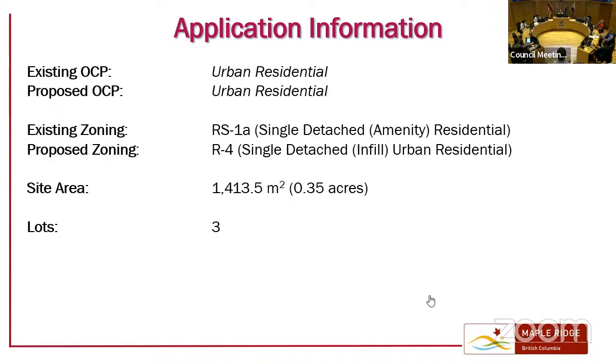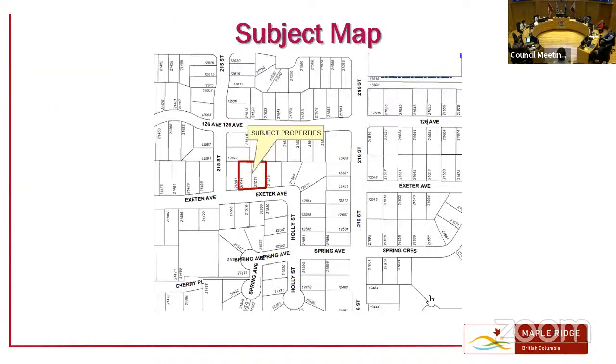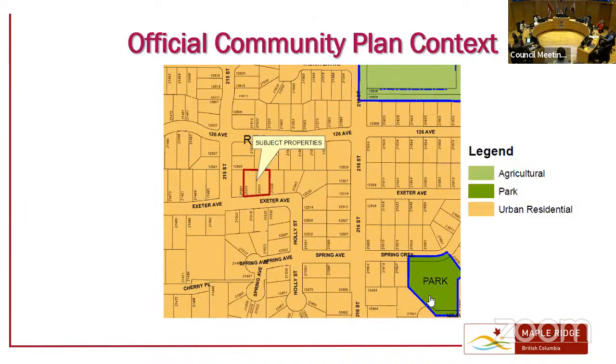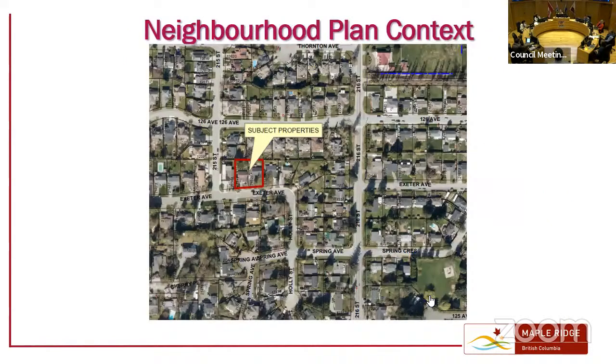urban residential. The site area of the two existing lots is about 0.35 acres, and there are 3 lots proposed to be created from these 2 lots. Here's the subject map showing the lots on Exeter, just off of 215th Street. And the OCP designation showing the whole area around being urban residential. And the ortho photo showing the existing built character of the neighborhood.